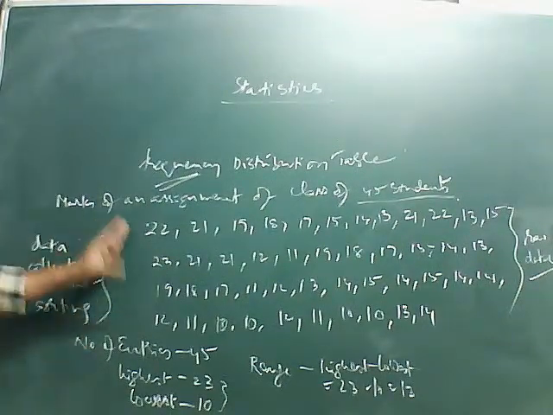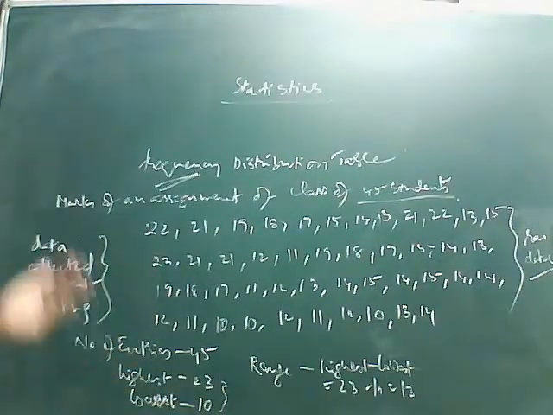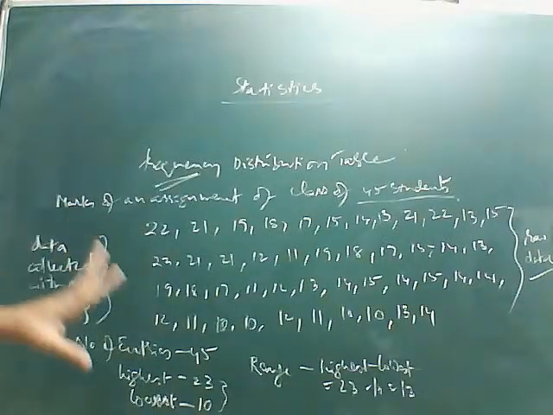Now, by seeing the data, I cannot come to an analysis. I cannot say what the average is, what the highest is, what the lowest is. I have to take time to analyze this data. This data is called raw data, data collected from the source.